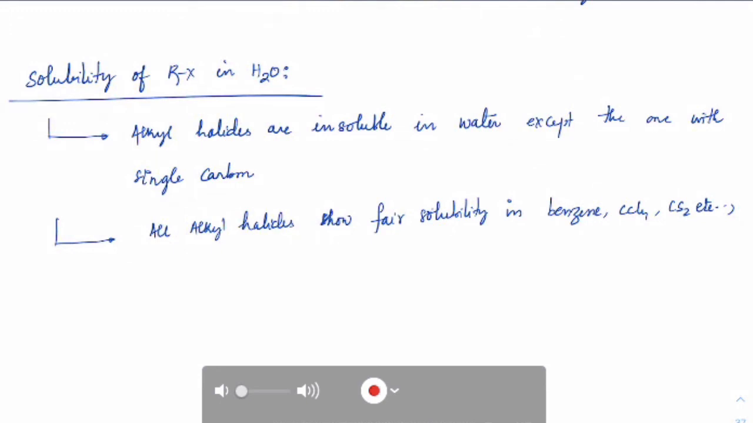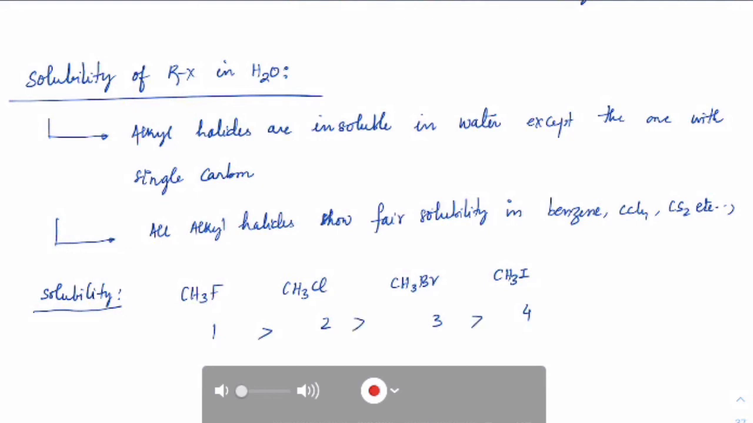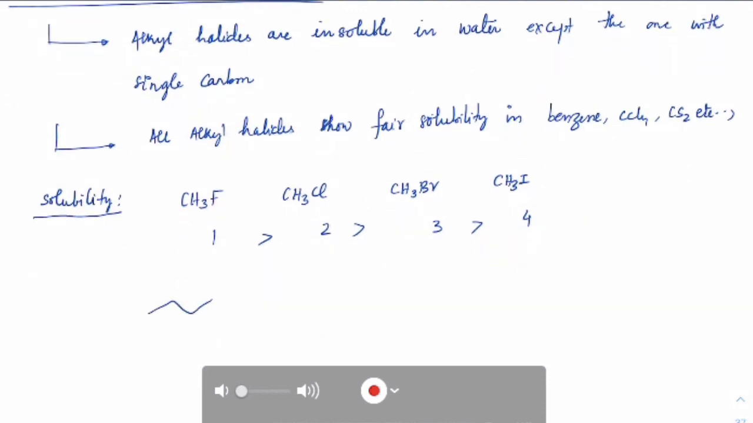So if you were asked to find the solubility of alkyl halides or give the trend of alkyl halides, CH3F, CH3Cl, CH3Br and CH3I, 1, 2, 3, 4. So if you see the trend, 1 is more than 2 and 3 and 4. This is purely because of the polarity that it can develop. If you check with respect to length, as the chain length increases, solubility decreases.